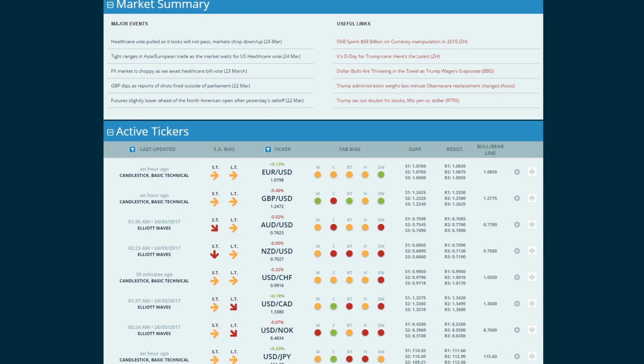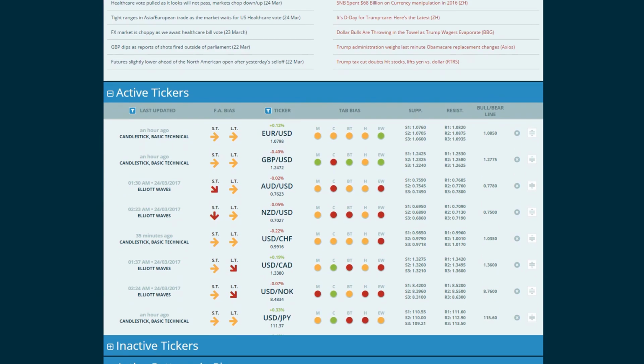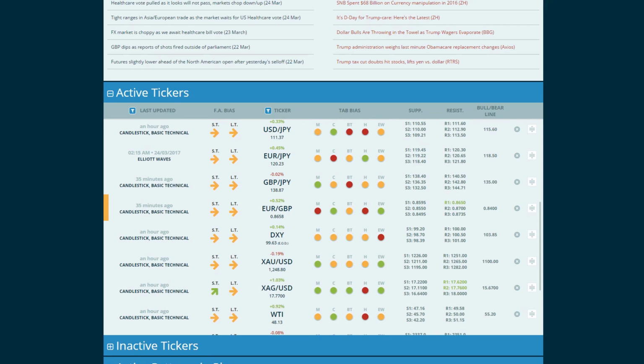If you're looking at the ForexAnalytix traffic light page, you'll notice that you look at the euro, the pound, look at the short-term and long-term trends. That's ST and LT. They're sideways. Dollar Swiss sideways. Yen. Look at these yen pairs, sideways.